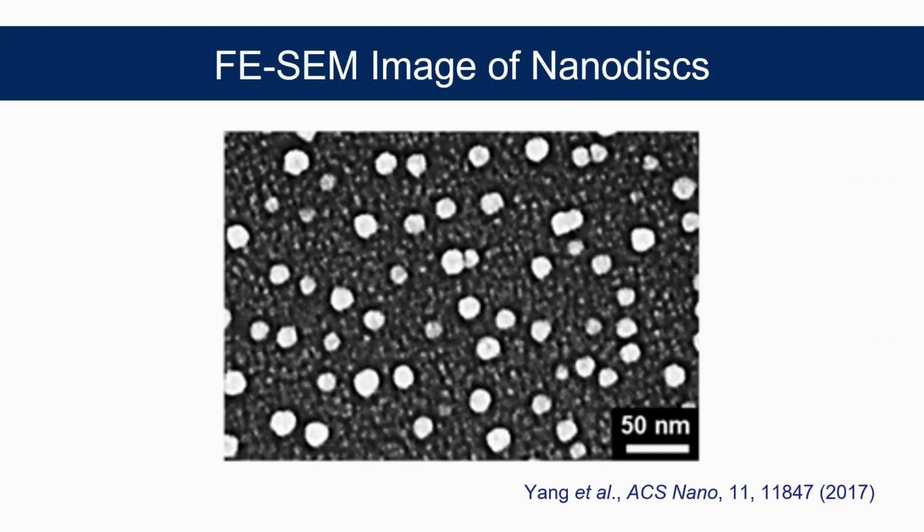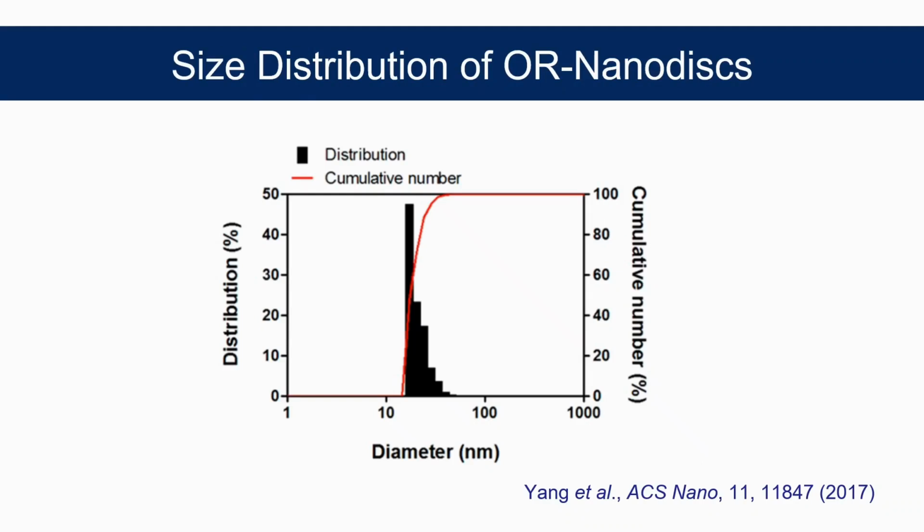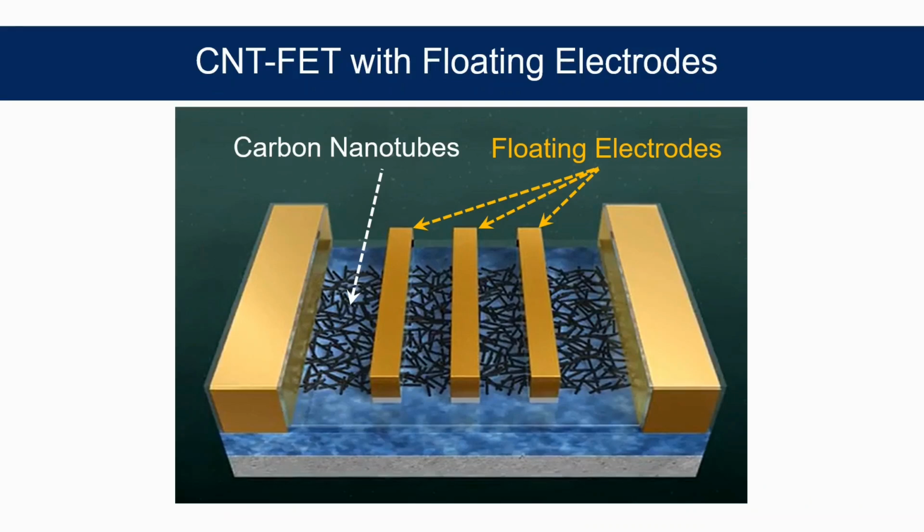So this is the FESEM image of the nanodisk. You can see we could obtain a very uniform size of the nanodisk. The average diameter of this nanodisk is about 10 nanometer. And this slide shows the size distribution of the olfactory receptor nanodisk. You can see it's about 10 nanometer in diameter. Then it should be immobilized on the sensor platform.